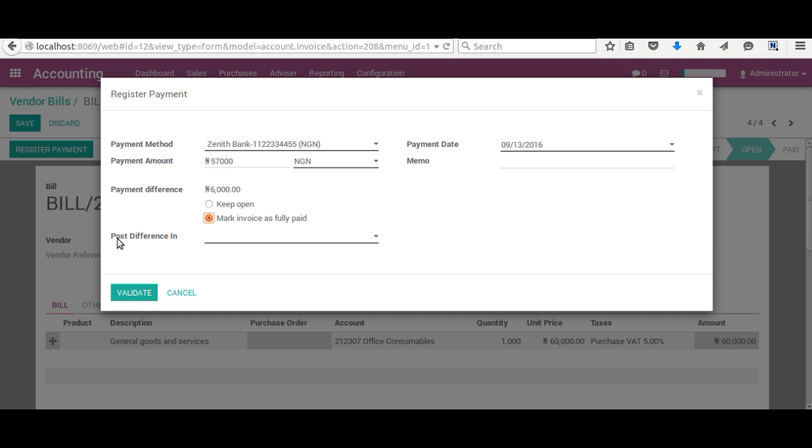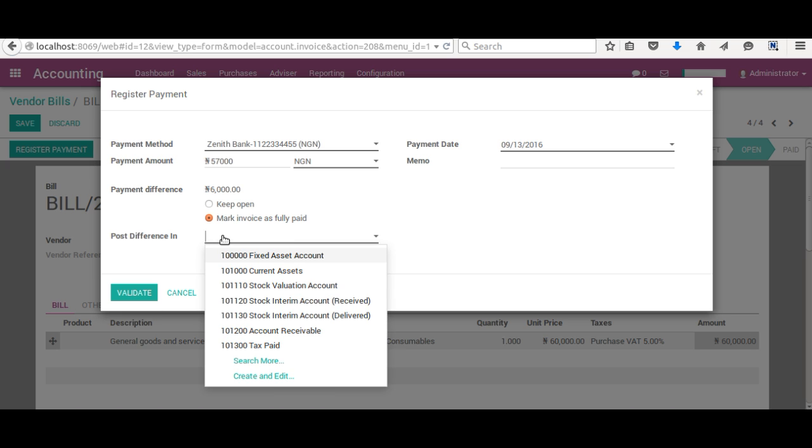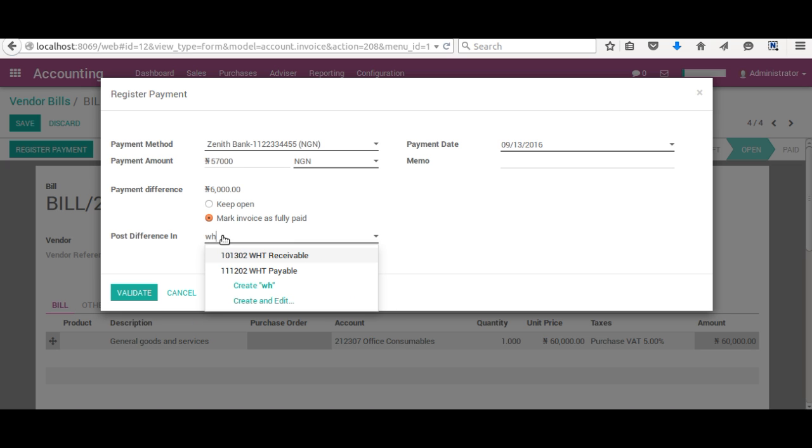Now the system is asking me where I would like to post the difference. And obviously, because this has to do with withholding tax. And what kind of withholding tax? It's a payable. This money I am deducting is a payable. If it was my customer that was deducting this payment, it then becomes a withholding tax receivable. So in this example, I'm going to choose withholding tax payable. Okay, and then I just say validate.